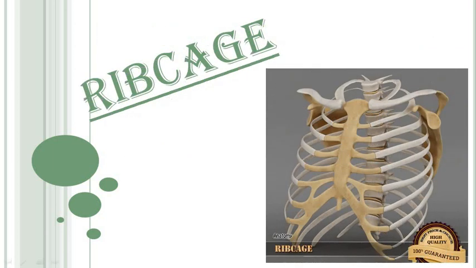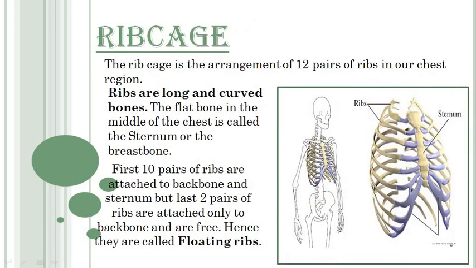The next part of the skeleton is the rib cage. As you can see in the picture, is it not looking like a cage? Yes, so this cage is made up of ribs. The rib cage is an arrangement of 12 pairs of ribs in our chest region. As you can see in the picture, and you can even count, there are 12 long and curved bones. These long and curved bones are known as ribs, and these 12 pairs of ribs and their arrangement is known as the rib cage. There is a flat bone in the middle of the chest called the sternum or breastbone.